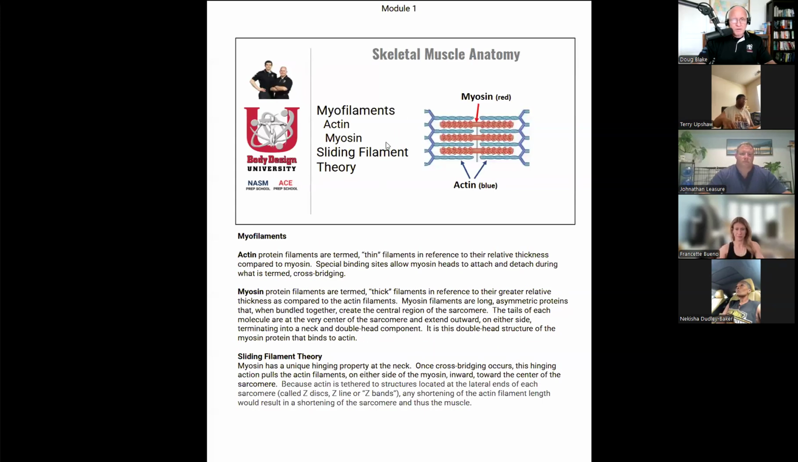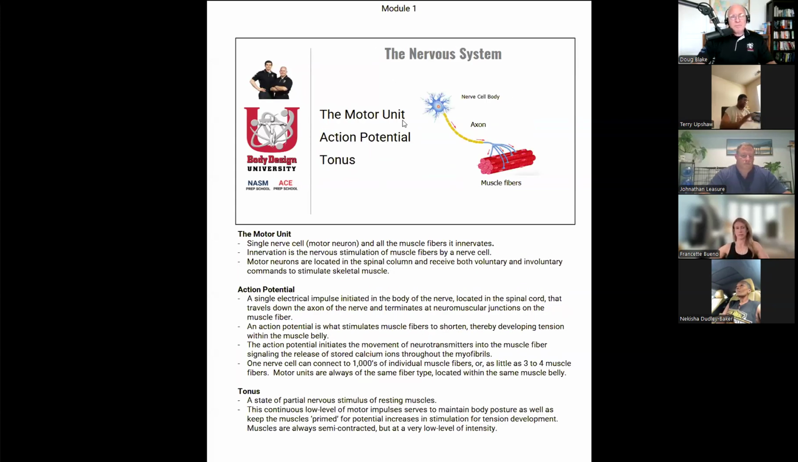Okay, guys. So now we talk about the motor unit. I went over this briefly last week. What is the motor unit? It is a single nerve cell and all the muscle cells that it connects to. I basically just threw a picture here. Really simple, basic concept of a motor unit.